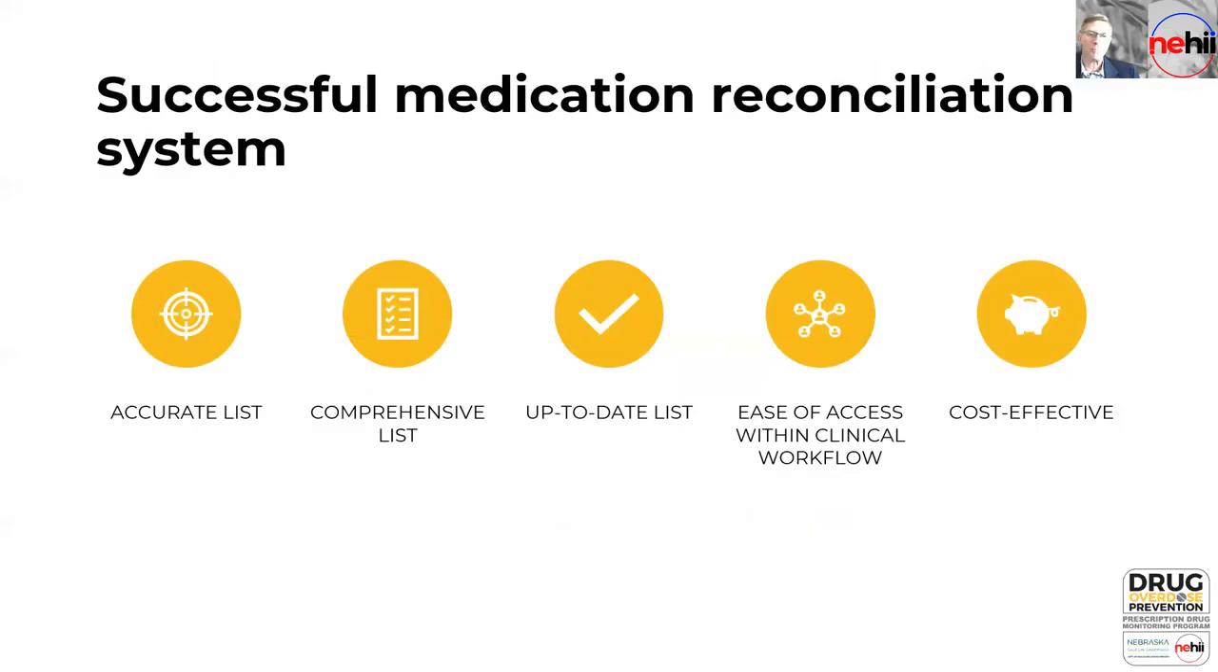So what type of system do you want to be a successful medication reconciliation system? Well, you want an accurate list. You want to make sure that the drug name, dose form, and the strength are all correct. You want a comprehensive list. You want to know everything, not just a few of the medications that the patient has had. You want an up-to-date list. With the PDMP, it's typically updated on a daily basis, sometimes even sooner than that. So it's much quicker than even some other medication history tools that you may have. And it provides information from all pharmacies, not just a single pharmacy.